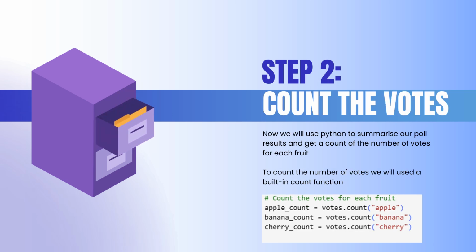Step 2 is to count the votes. Now we will use Python to summarize our poll results and get a count of the number of votes for each fruit. To count the number of votes, we will use a built-in function in Python called count. This code has already been provided for you in your Google Colab notebook. Run the code below.